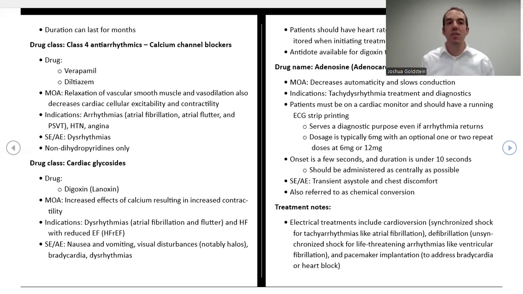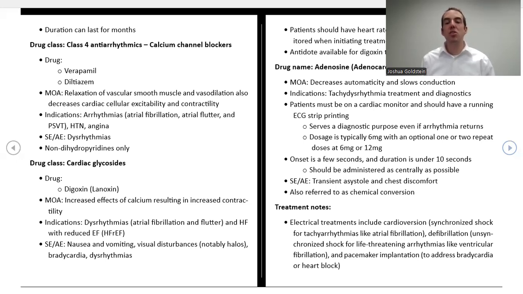The drugs over here are verapamil and diltiazem, and these work by relaxing the vascular smooth muscle. And by relaxing the smooth muscle, that causes vasodilation, and it decreases the cellular excitability of the cardiac cell's electrical activity. What do we use this for? We use this for a bunch of things. Today we're talking about arrhythmia, so I listed that first, and specifically atrial fibrillation, atrial flutter, and PSVT. If you don't know what PSVT is, it's paroxysmal supraventricular tachycardia.